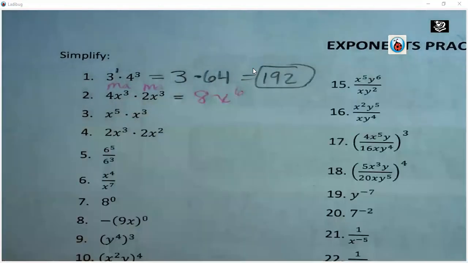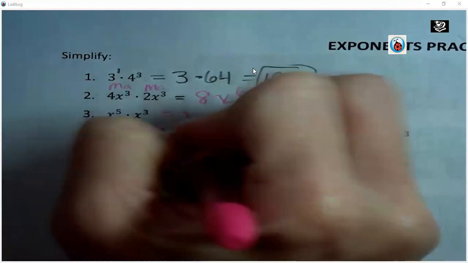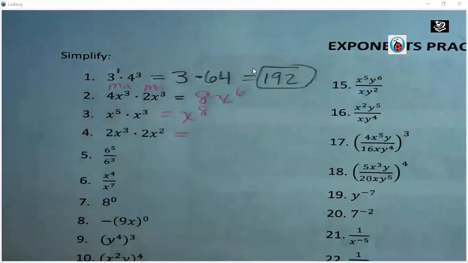Okay. Abby, can you try number 3? Would that be x to the 8th? Very good. X to the 8th. Okay. Addie, can you try number 4?